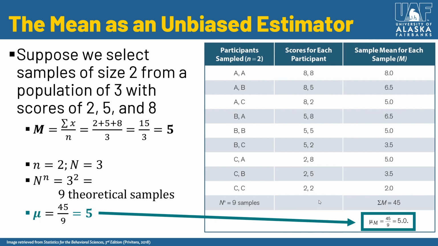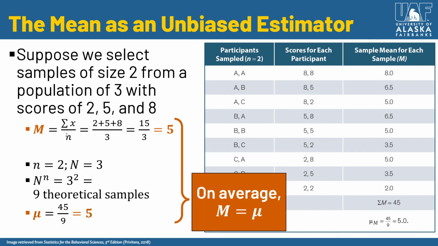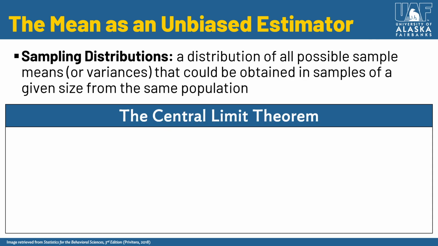So we know now that our population mean is 5, right, based off of all the theoretical samples we could develop. And our sample mean was 5 as well. And so on average, what I'm saying here is that our sample mean is going to equal the population mean. And that premise, that our sample mean will generally equal the population mean, is known as the Central Limit Theorem.